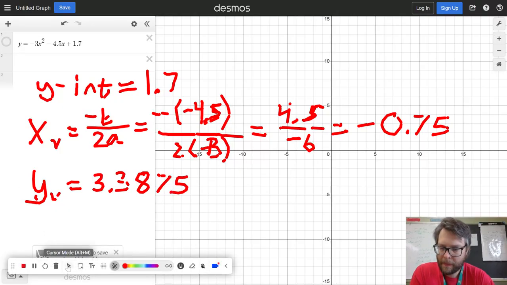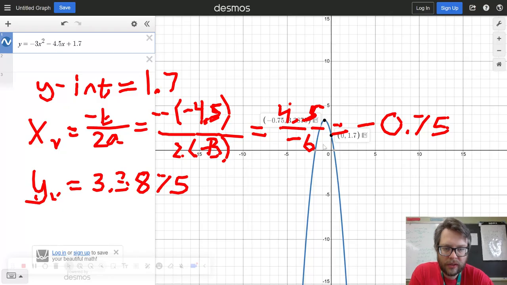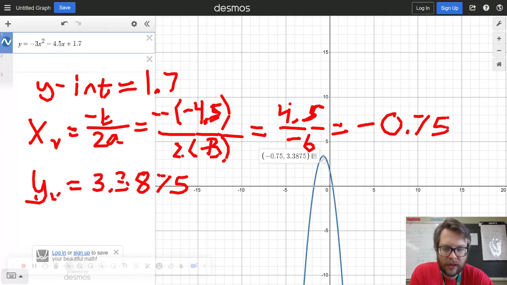Let's see how we did. Check out the y-intercept. Exactly what we said, 1.7. Check out the vertex. Exactly what we said it would be. Negative 0.75, 3.3875. X-intercepts are some nasty numbers that we don't need to worry about at this time.